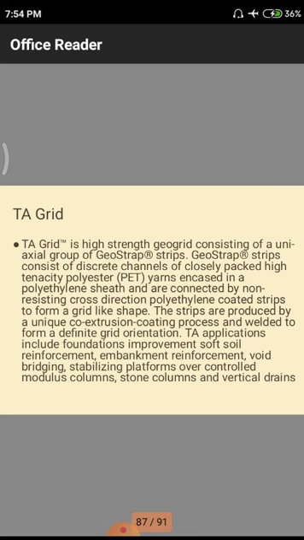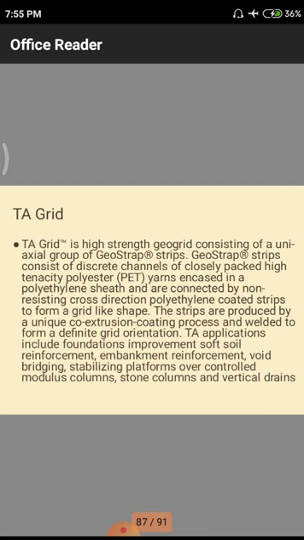And terra grid is a high strength geogrid consisting of a uniaxial group of geostraps or stirrups, and these geostraps or strips consist of discrete channels of closely packed high density polyester. The ends are enveloped in a polyethylene sheet and are connected by non-resisting cross directions of polyethylene coated strips to form a grid-like shape. These strips are produced by a unique extrusion coating process and are welded to form a definite grid orientation.